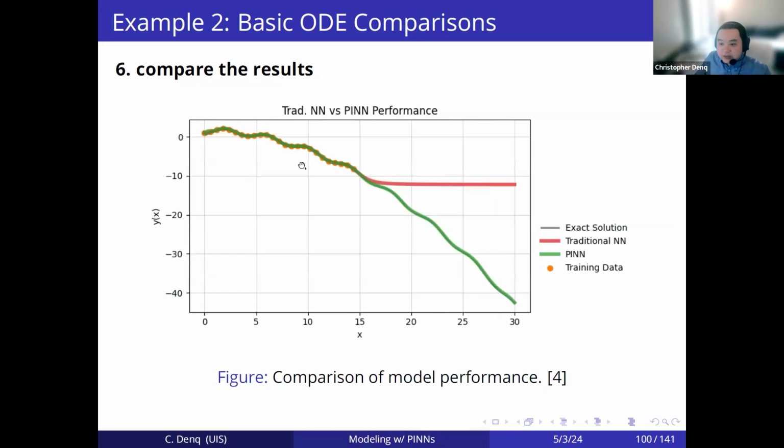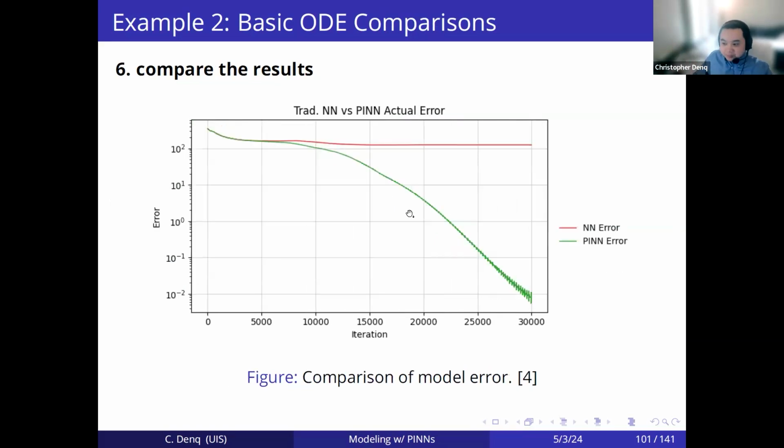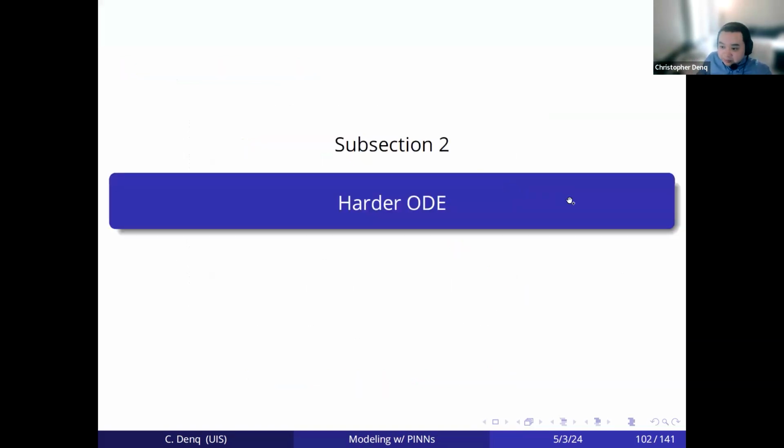plugged it in again. So we plugged it into the traditional neural network and the PINNs, and we see the same sort of result. Again, the traditional neural network veers off course. It doesn't know what to do the moment it stops getting training data, but the PINNs is able to stay on course and model it exactly. So again, just another view into the error rates. The PINNs model does very well error-wise as well.